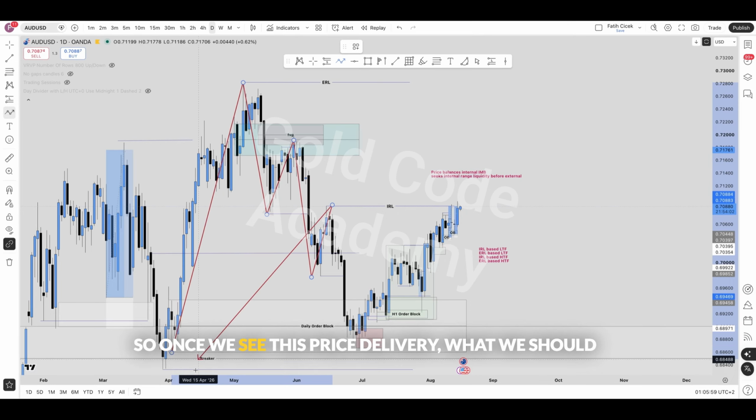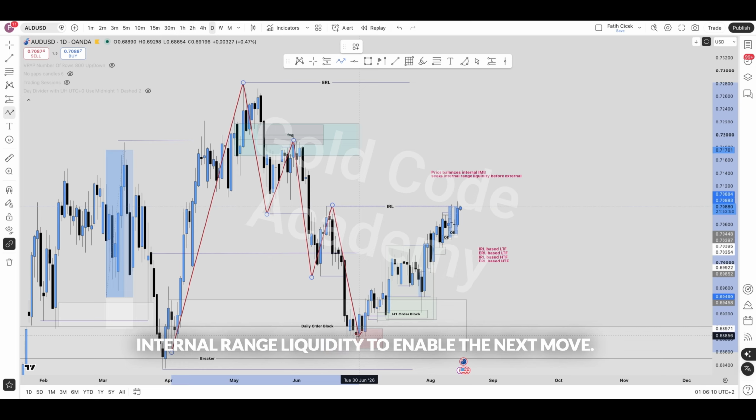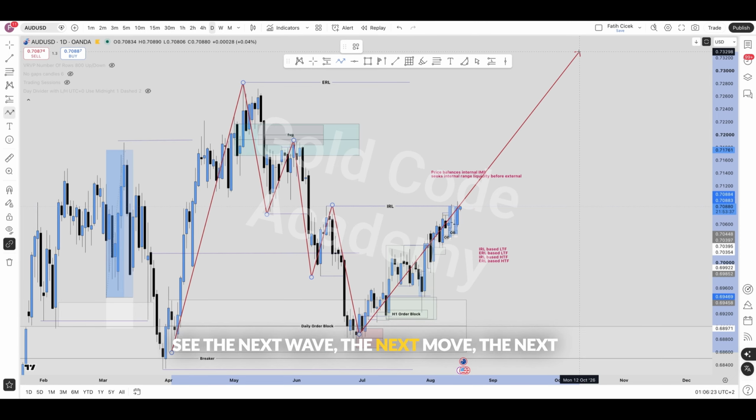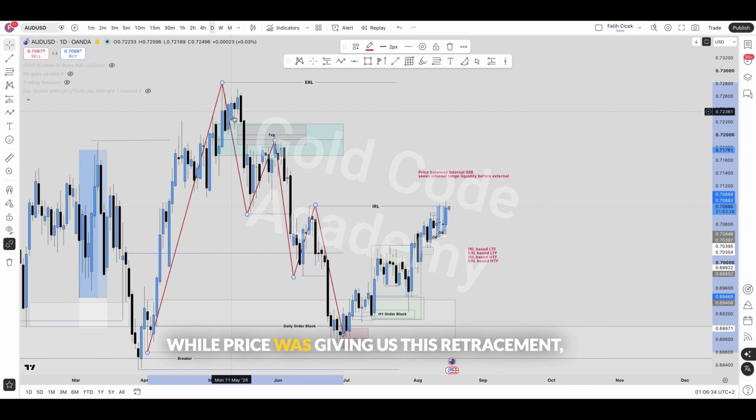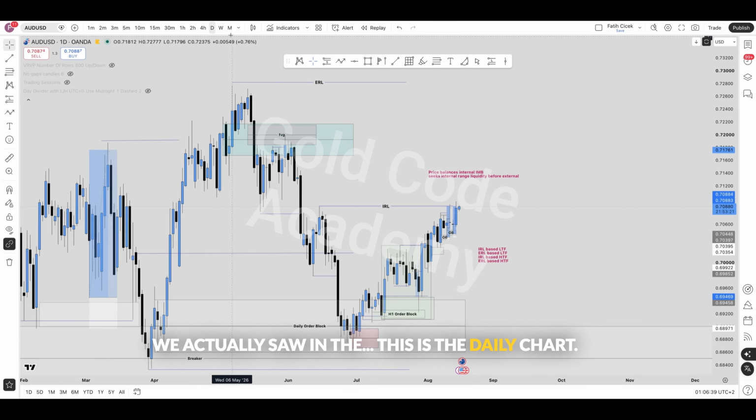And we said price is going to seek internal range liquidity first and then move towards external range liquidity. Once we see this price delivery, what we should see is price actually looking to take out the internal range liquidity to enable the next move. Okay, so price has to balance itself out. We need the retracement first in order to see the next wave, the next move, the next impulse, the next price delivery or expansion.